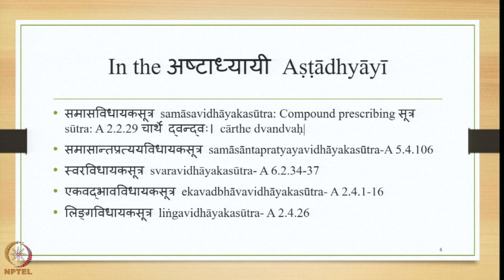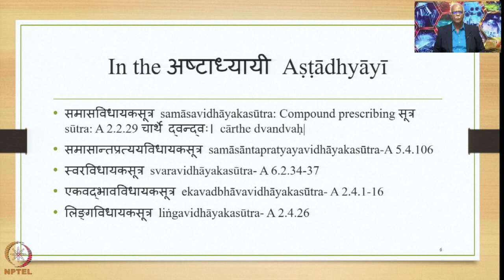In the Ashtadhyayi, the dvandva samasa has only one samasa vidhayaka sutra, namely charthe dvandvaha, 2.2.29. There is only one samasanta pratyaya vidhayaka sutra, namely 5.4.106. There are only a few swara vidhayaka sutras, namely 6.2.34 onwards up to 37. Then there are ekavad bhava vidhayaka sutras in the section from 2.4.1 onwards up to 16. And the linga vidhayaka sutra, the gender vidhayaka sutra, is stated at 2.4.26. This is how dvandva samasa is treated at various places in the Ashtadhyayi.